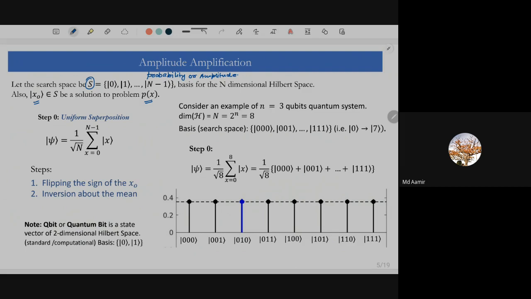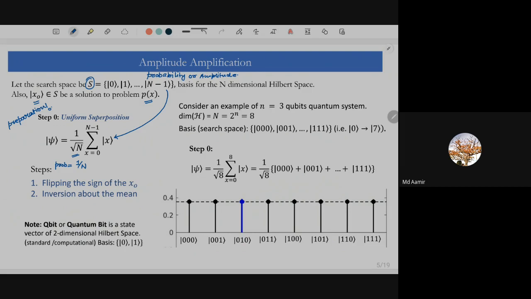For the probability amplification, or the amplitude amplification, step 0 is also known as preparation. What we do is create a uniform superposition of all the elements that are present in S. We have x from 0 to n minus 1, and since it's uniform, the probability of observing each element is 1 by n.